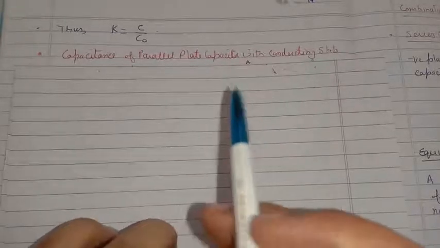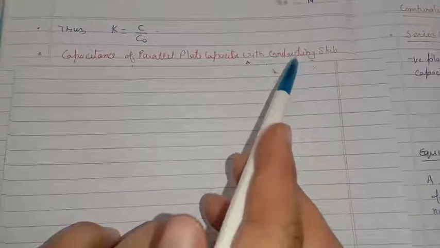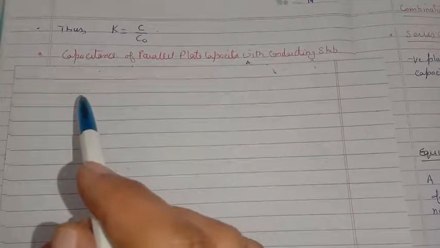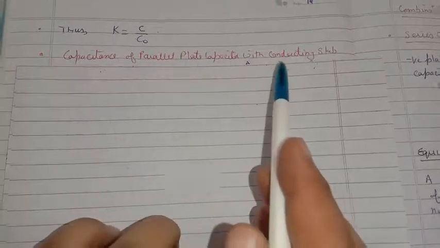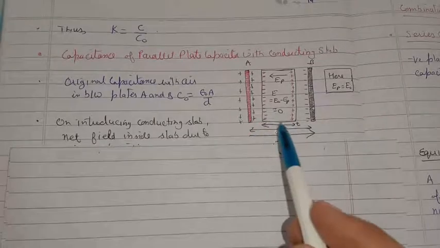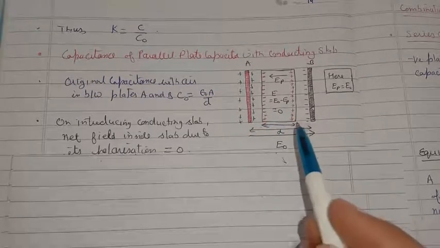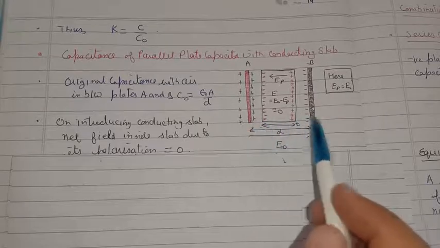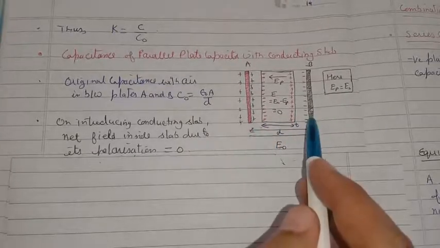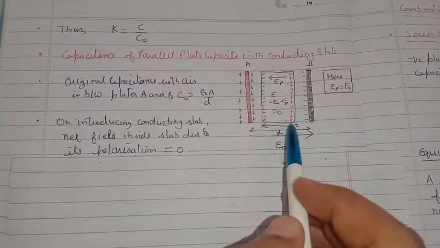Now we are discussing the capacity of a parallel plate capacitor with a conducting slab. Last time we introduced a dielectric slab, an insulator. Now we are introducing a conducting slab. So this is a conducting slab. Parameters are the same. Distance between the two plates of the capacitor is d. Applied field is E naught between the two plates of the capacitor. Thickness of the conducting slab is t.